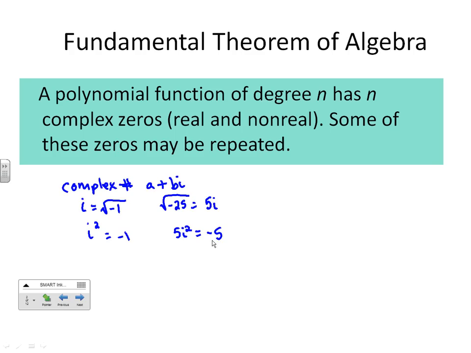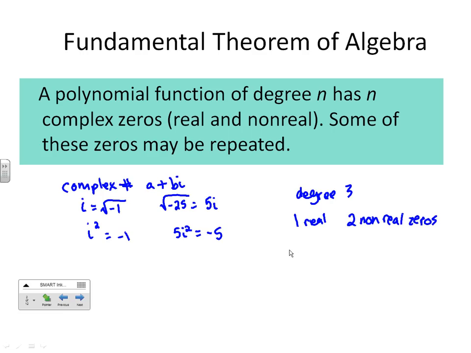So if I have a degree of 3, then it's possible that I only have one real zero, and then I could have two non-real zeros. Or there could be other scenarios that we might have as well.